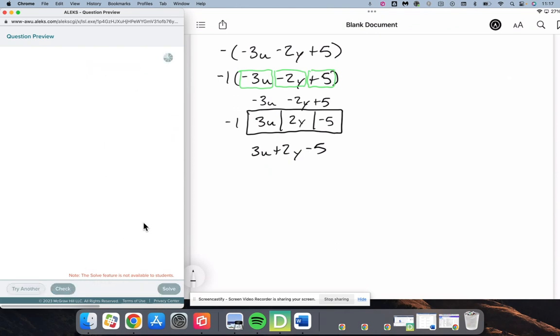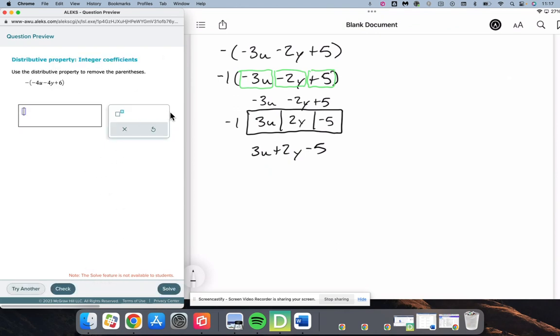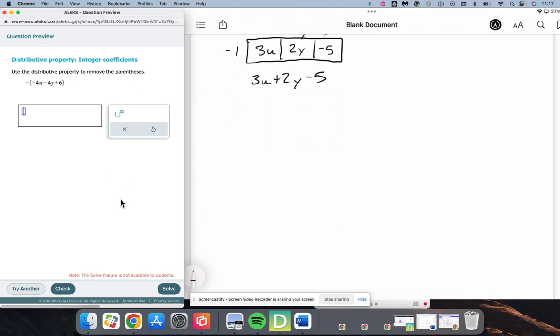All right, we'll try another. And again, I really, really like this area model to do these things with. So we have a negative out front again. I'm just going to go ahead and put a -1 there because it'll save me a step, and I know that it's a -1. -4u minus 4y plus 6. And so again, my area model comes in really handy here.